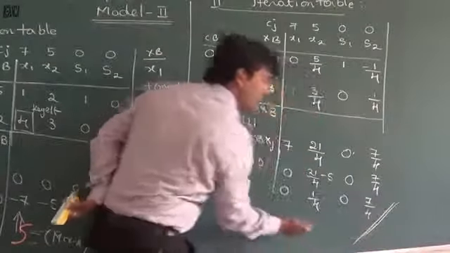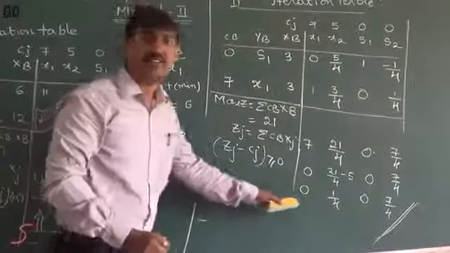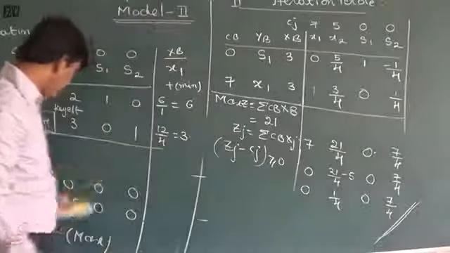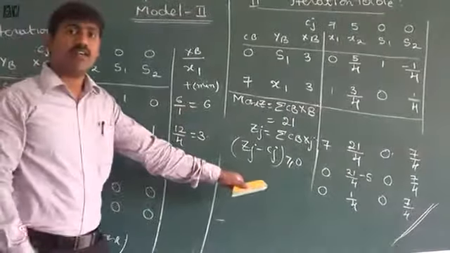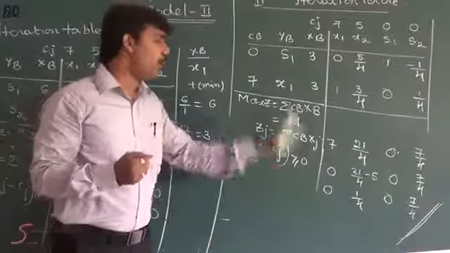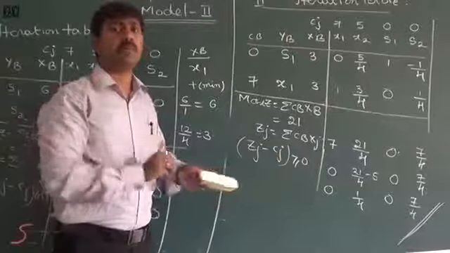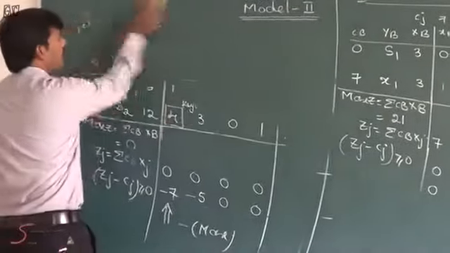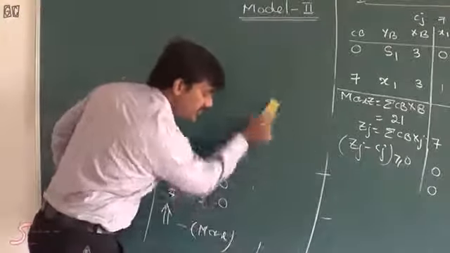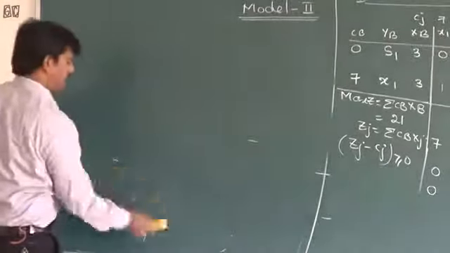Here in this case the net evaluation conditions are satisfied. Why? Because all the values are positive. But not in the previous case, where we got some negative values. But in this case, all the net evaluation values are positive, and the solution is obtained. So the final answers are: we got the maximum z is 21 and some values of x1 and x2.